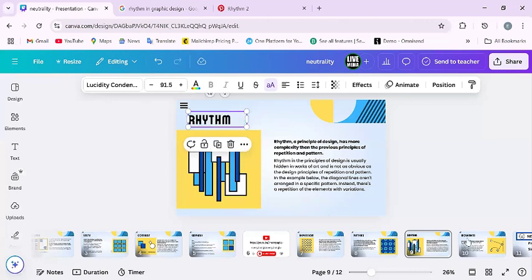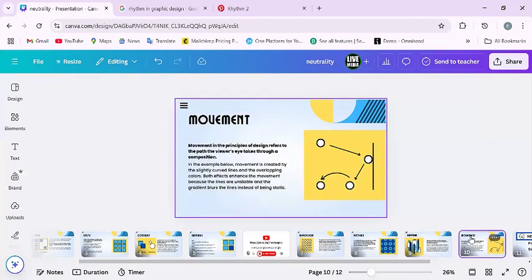All right, so let's move on to the next thing. The next one we have is movement. Movement in the principle of design refers to the path the viewer's eyes take through a composition.